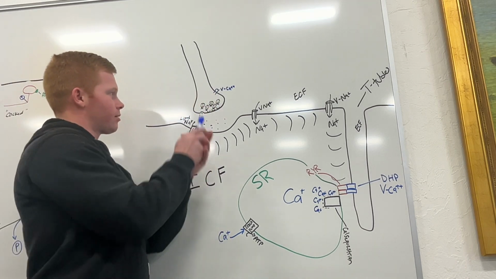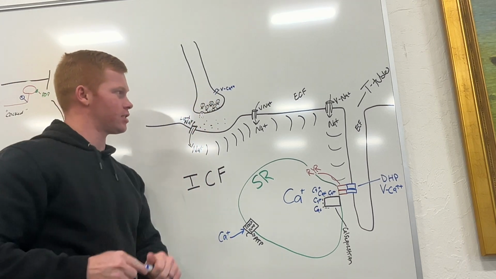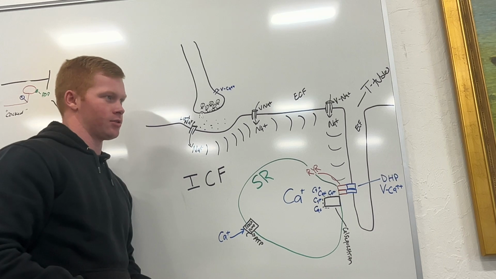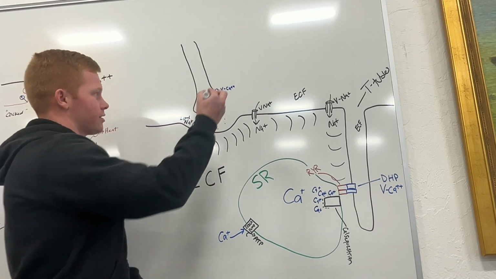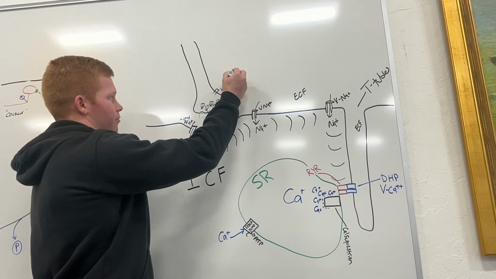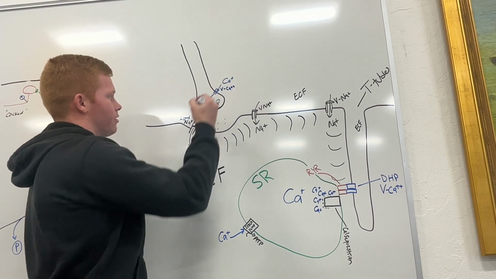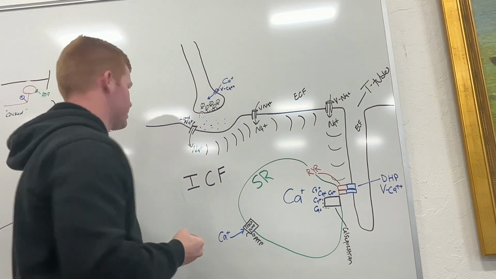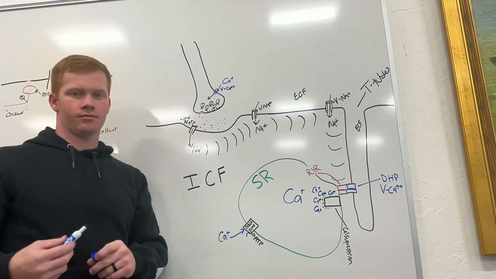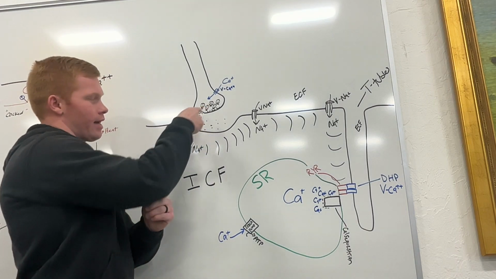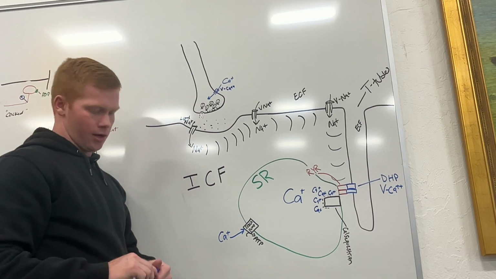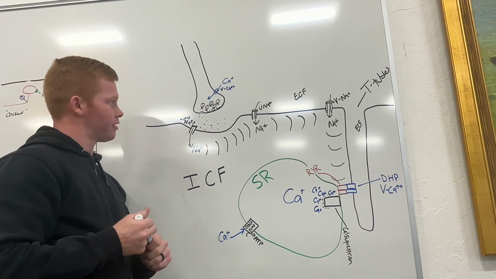And when it gets to the terminal, it's going to hit a voltage-gated calcium channel, and that's going to open up and allow calcium to come from the ECF into the ICF of the terminal end. And that's important because here we have, if you remember, the vesicles that hold neurotransmitters.